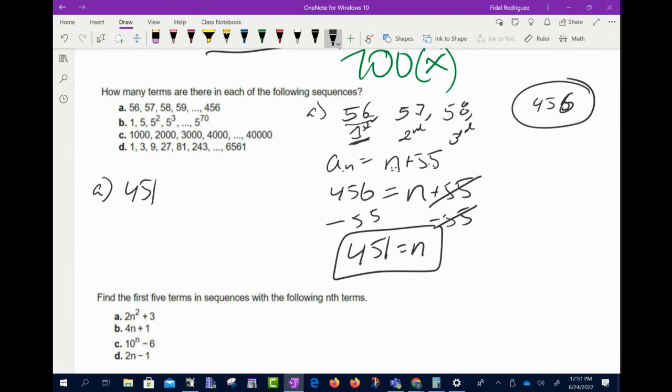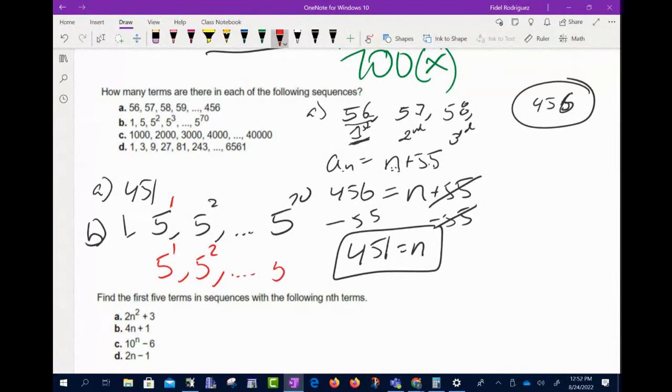Okay. So now when I look at part B, it starts off with 1 and then 5 and then 5 squared, all the way down to 5 to the power 70. Okay. Question. Does everybody agree that I can think of this as a 5 to the 1? Because 5 to the 1 is the same thing as 5. Now, y'all, I know I can think of this as 5 to the 1, 5 squared, all the way down to 5 to the 70, but there's a way that I can think of the number 1 as a power of 5. We can actually think about it as 5 to the power 0.